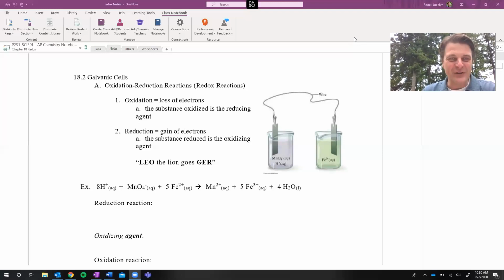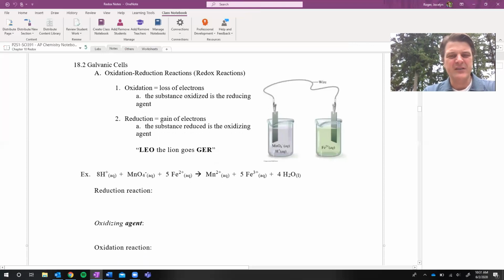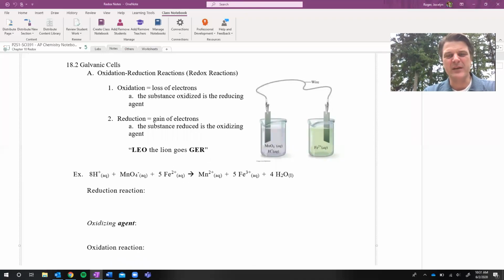Okay, 18.2, galvanic cells. We recall LEO the lion goes GER, which helps us remember that when a substance loses electrons, it's the oxidation process, and when there's a gain of electrons, that's the reduction process. There's a cell right there, well, part of a cell. On the one side you have the MnO4, on the other side you have the iron, and this is a description of the reaction that's taking place.